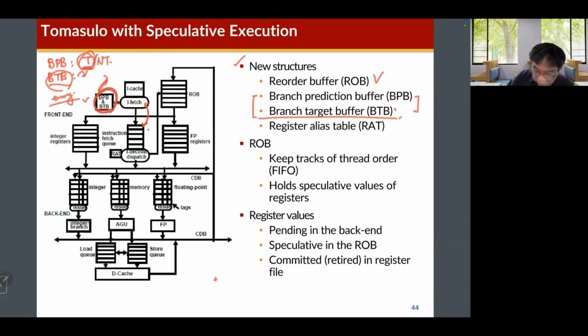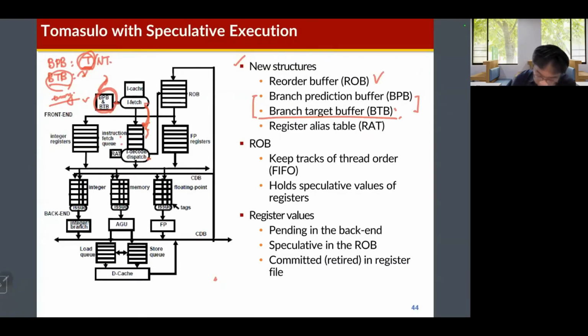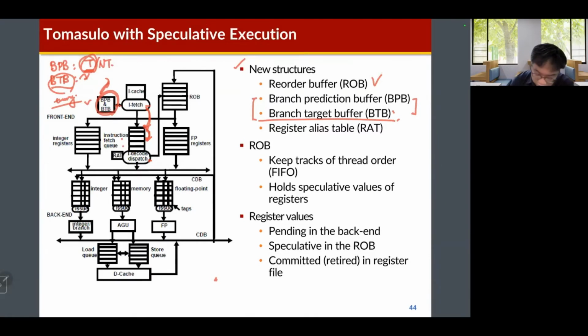So why do we need the branch prediction buffer and the branch target buffer? In order to fetch more instructions, so that more instructions are included in the instruction fetch queue. Dispatch is the same: the instructions in the instruction fetch queue are decoded and then dispatched to the issue queue of the backend of the out-of-order processor.